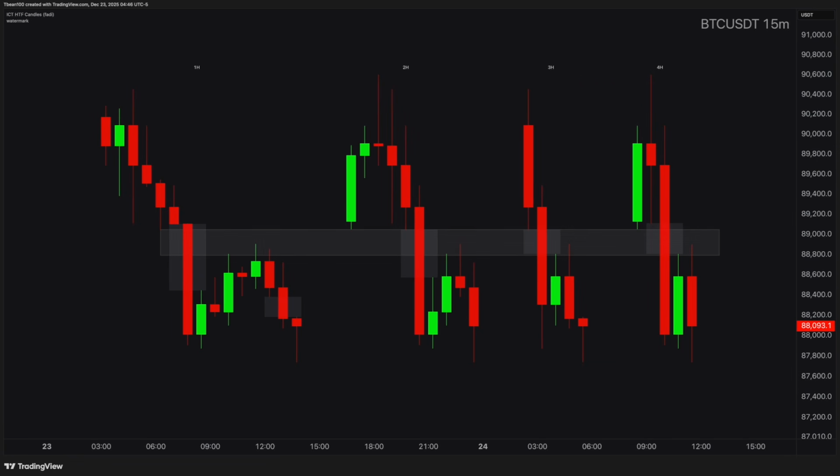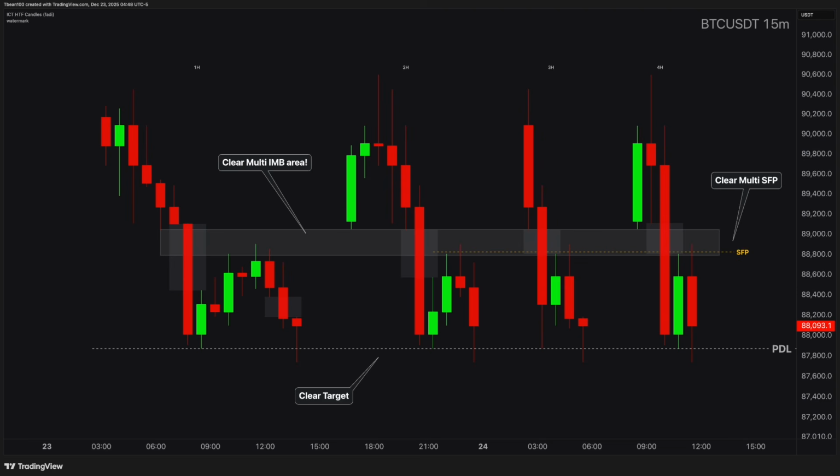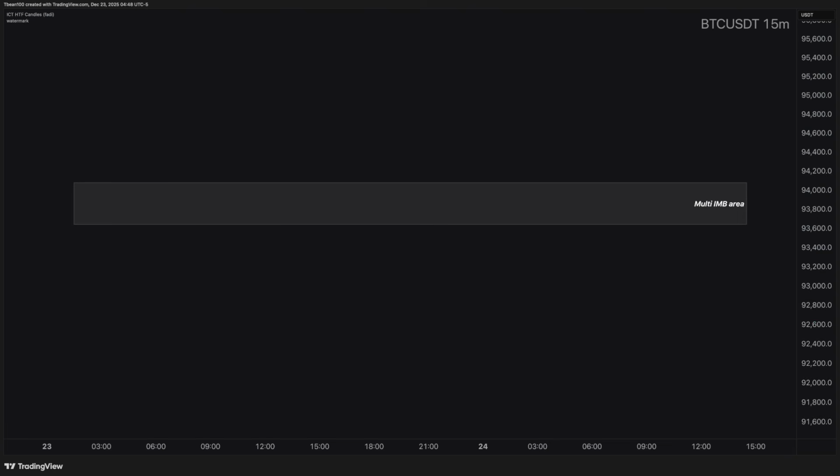By using this indicator, we were able to clearly identify this multi-imbalance point right here on the chart. As a form of support, you can also notice multiple swing failure patterns forming together on the order charts as well. And finally, we can see a very clear target below, which is known as the previous day's low, the PDL. So, what we did here was actually very simple and straightforward.